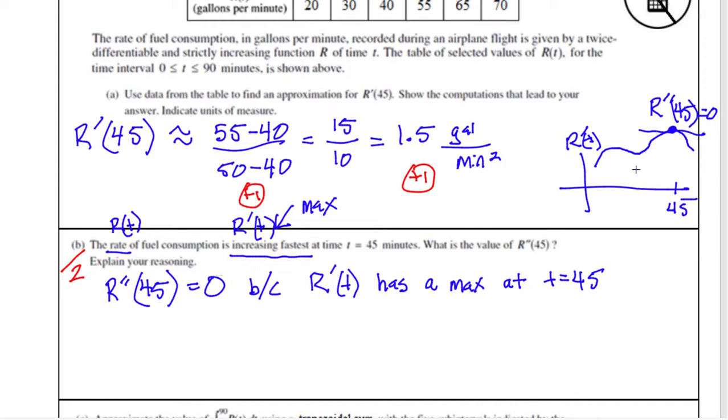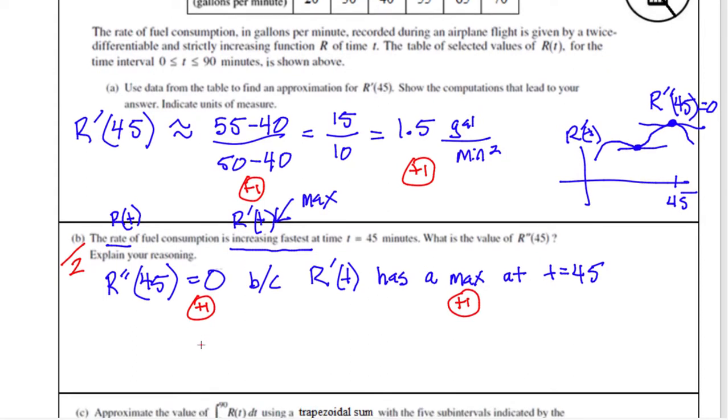Because decreasing the fastest means you would have a graph that would be talking about maybe that point right there, which is also a horizontal asymptote. Yeah, awesome. And then there's 2 points here, one for the rationale and one for the fact that it's 0. Questions on B? All right, we're on to part C.